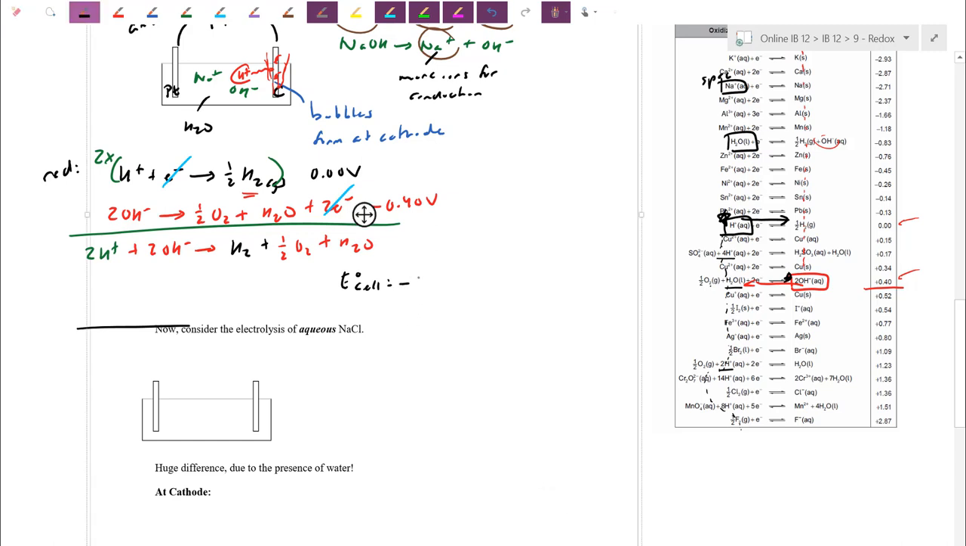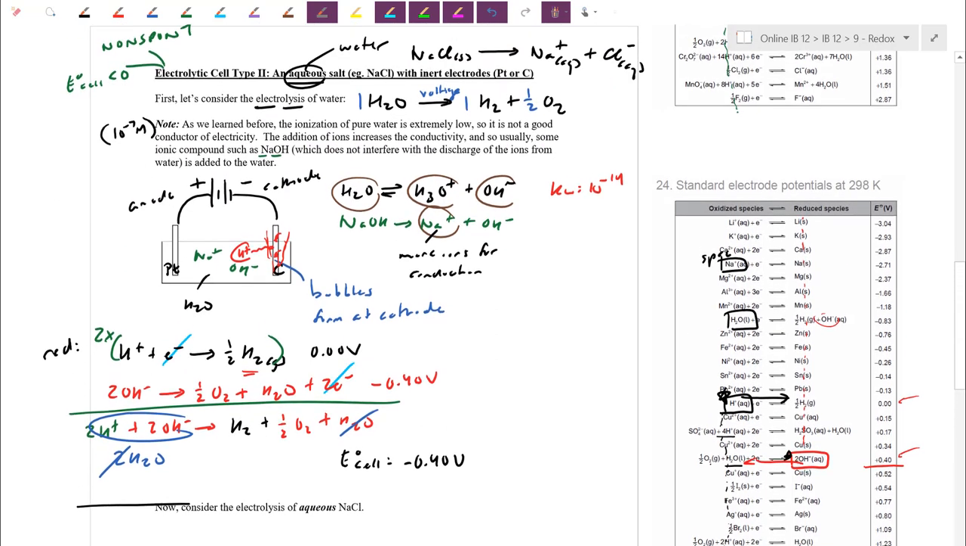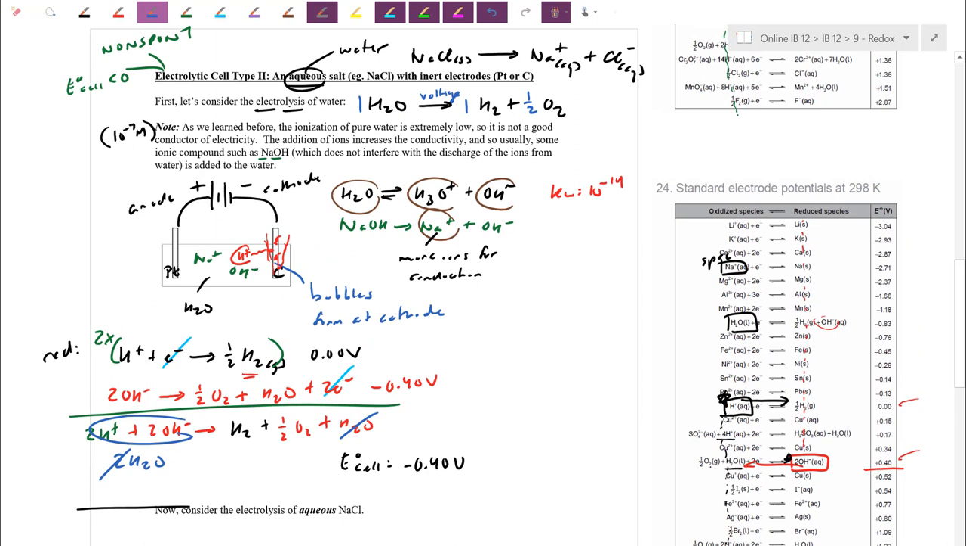The battery needs to supply at least positive 0.40 volts to actually get this going. Right, it currently is negative. We can clean this up a little bit here. Well, what do I get with 2H plus and 2 hydroxide? That's actually just 2 water. And because I now have water on both sides of the equation, we now have the equation as I wanted it. 1 water becomes 1 H2 and half an O2. We've just calculated E naught is negative, so this is non-spontaneous. You need a power supply to actually get this going.